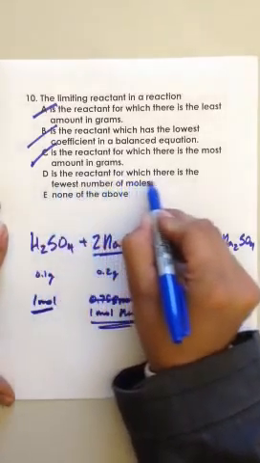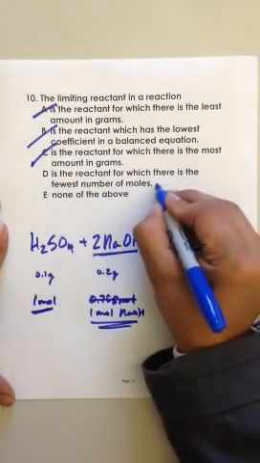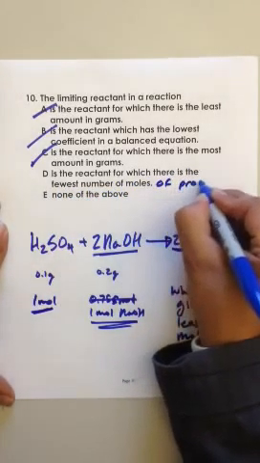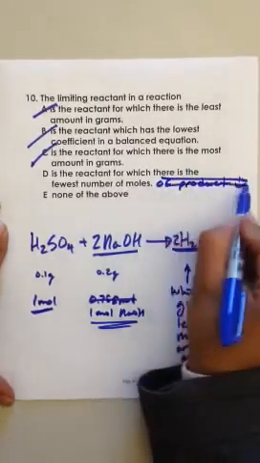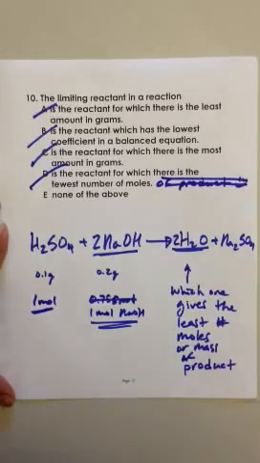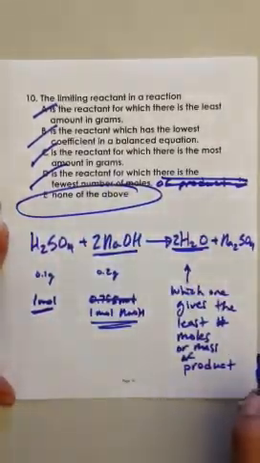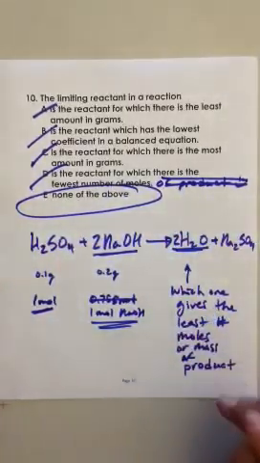If this says the reactant for which there is the fewest number of moles of product, then that would be correct. But it doesn't. So we'll cross it off. So the only answer left is E, which in Japanese means good. いいね.